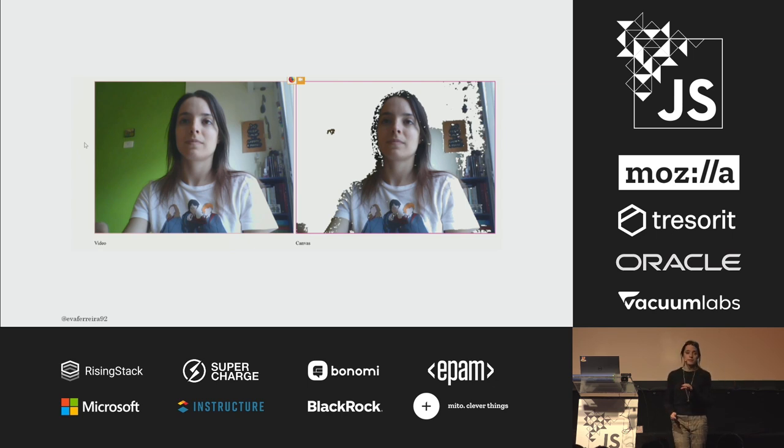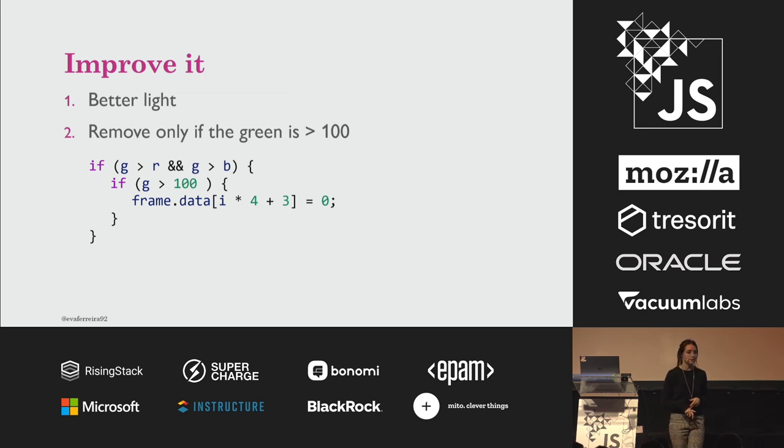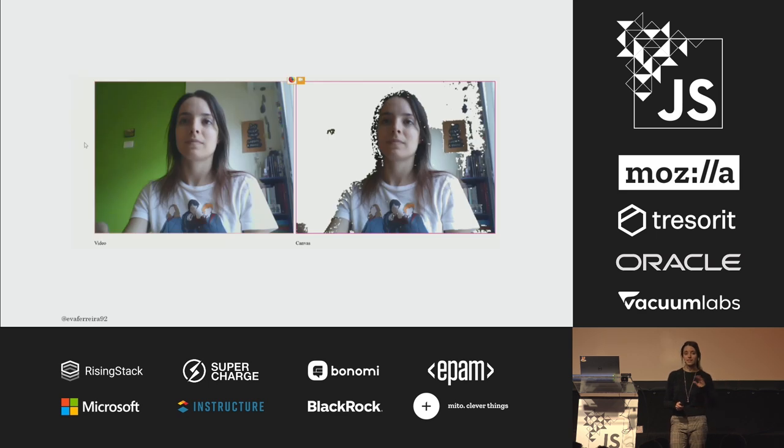So we need to improve it. There are two things that are really wrong in there. First one is the light. That is natural light. That's why I say natural light is like the devil. You don't do natural light. You can see that it's like a lot of light coming from one side and nothing from the other.